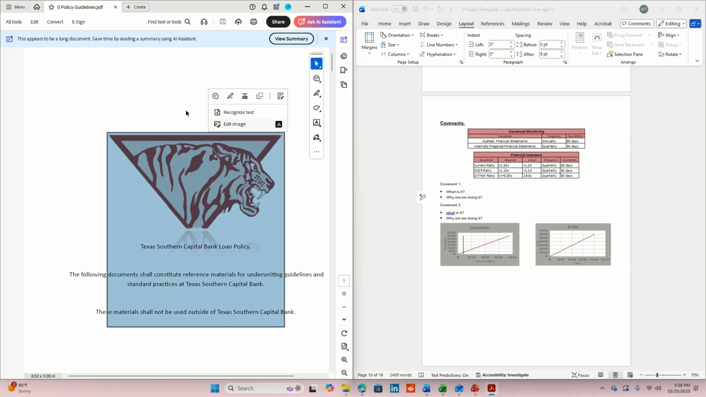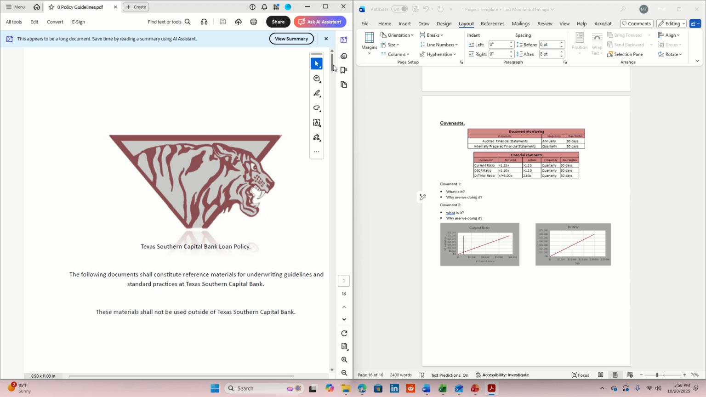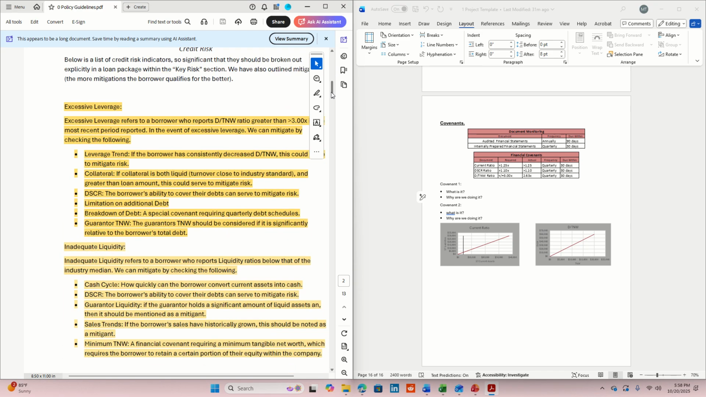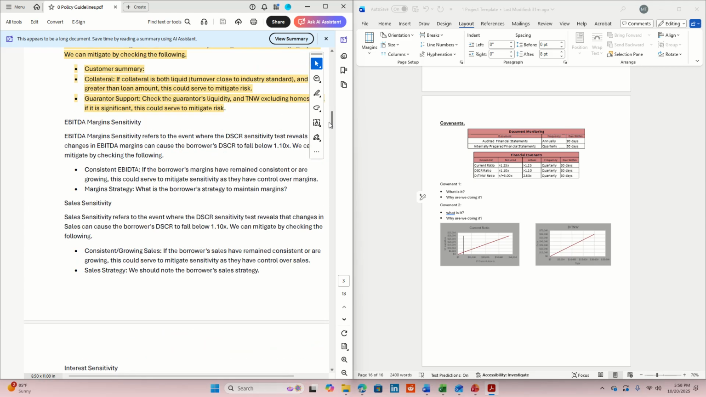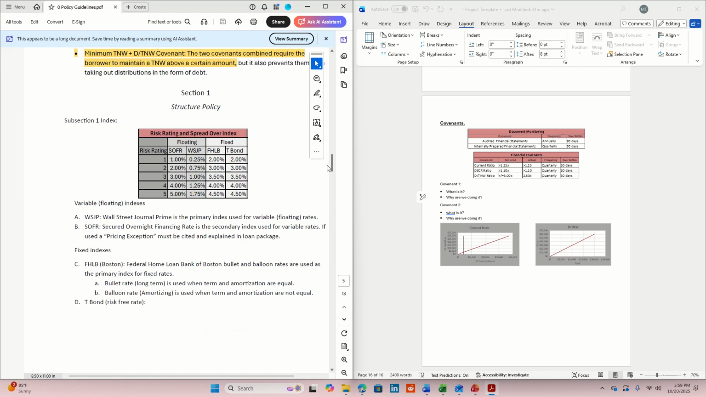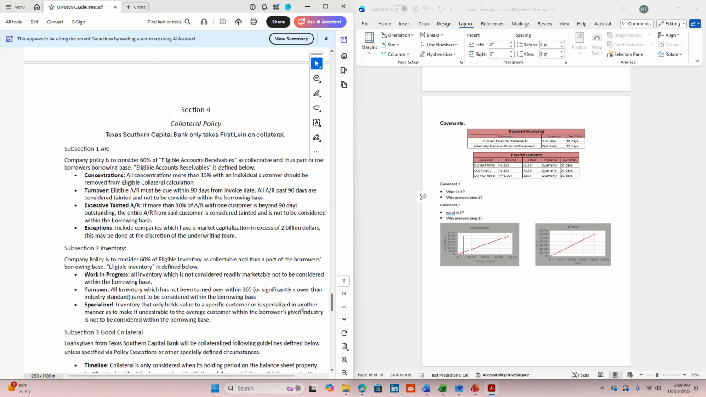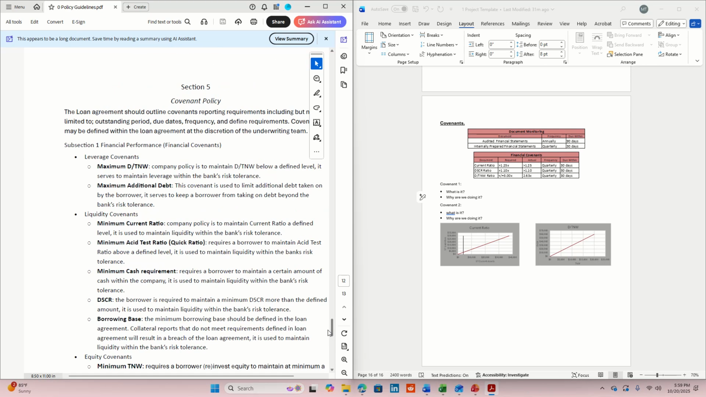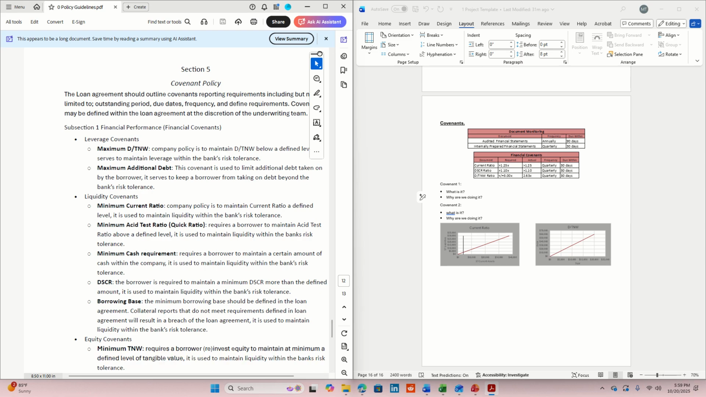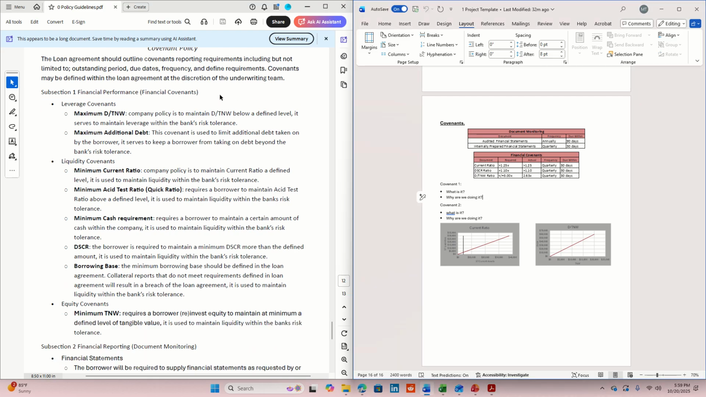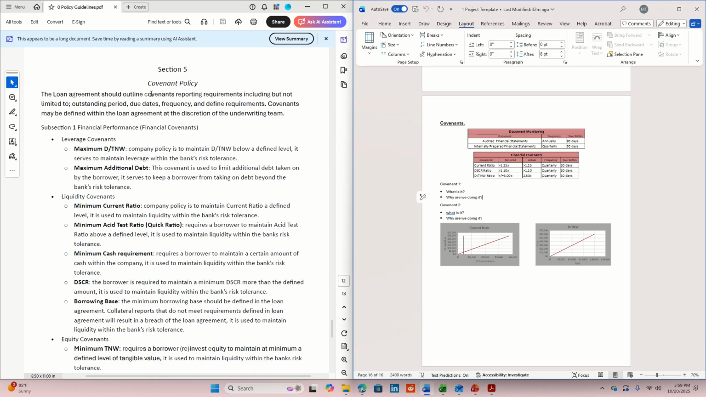So the reason why we're going to open up loan policies or policy guidelines is because when we have different credit risks, we can mitigate those credit risks by adding in something called covenants. And covenants is going to be on page 12, section 5 of the policy guidelines. So you're going to need to decide what covenants you put on these guys.